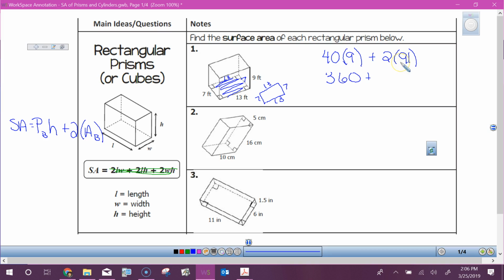Plus, what's 2 times 91? 182. Now we add those together. We have 542, and how are we going to label this? Square. We're still just talking about area. Still just talking about surface area. Next week when we get into volume, that's when we'll talk cube.